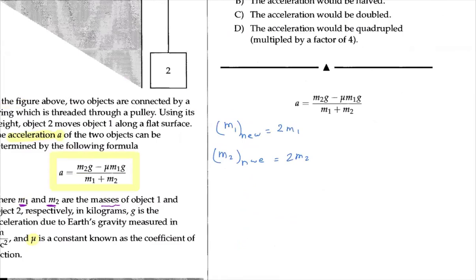We are going to substitute to get the new acceleration, okay? Instead of m2, we will have 2m2, and we already have g, negative mu. Instead of m1, we will have 2m1. Here there is no change with g. And in the denominator, we have m1 and m2, so it will be 2m1 plus 2m2.